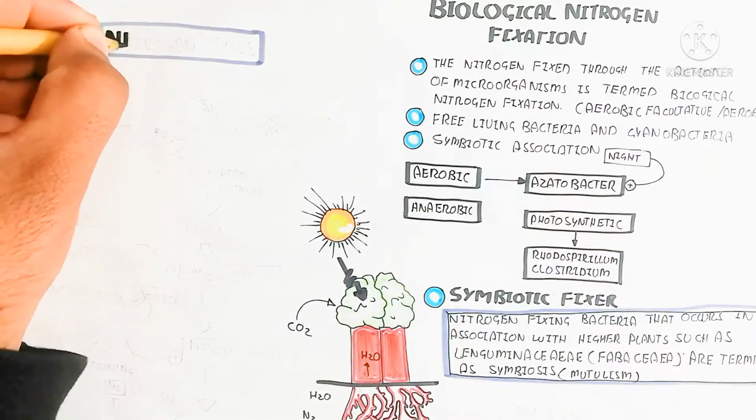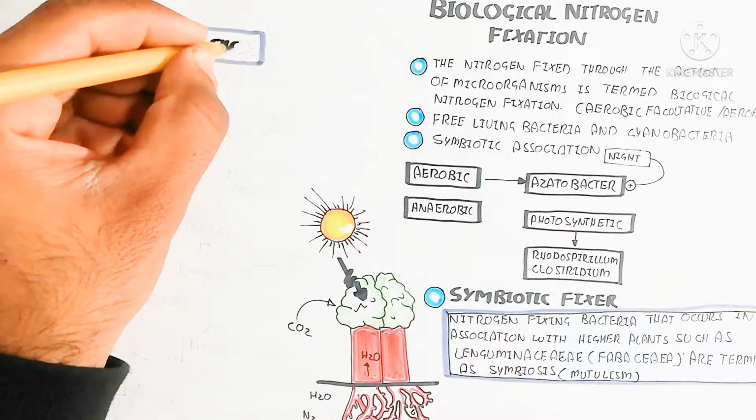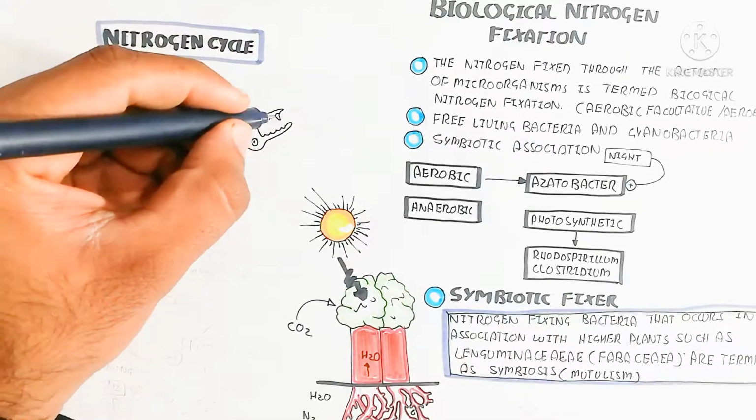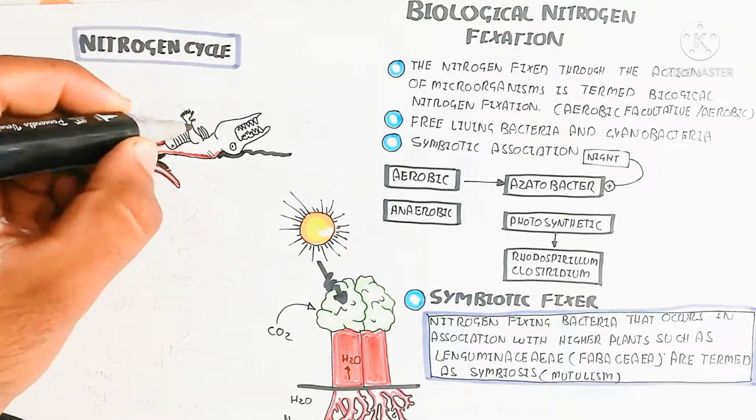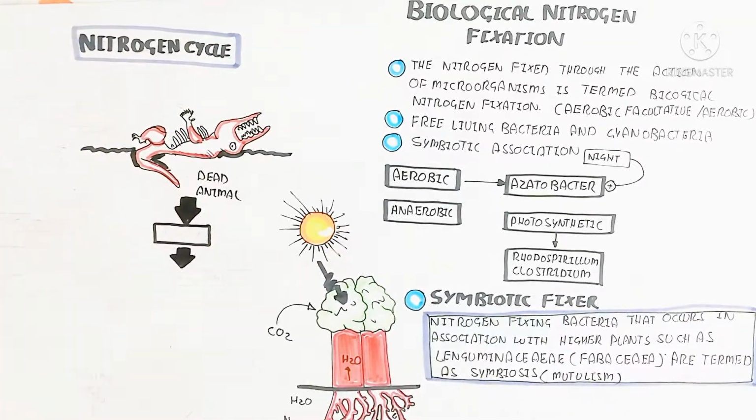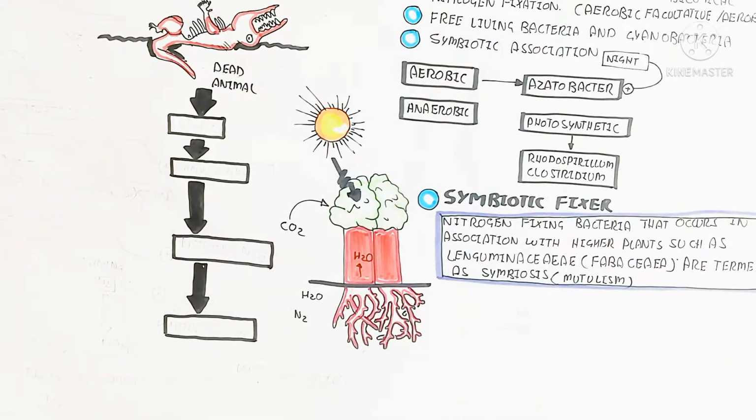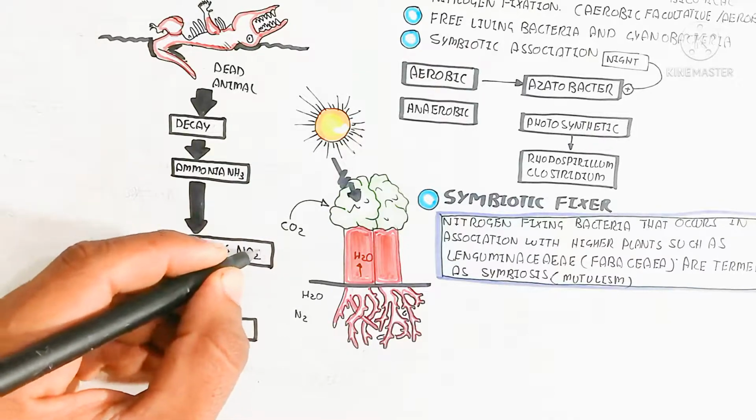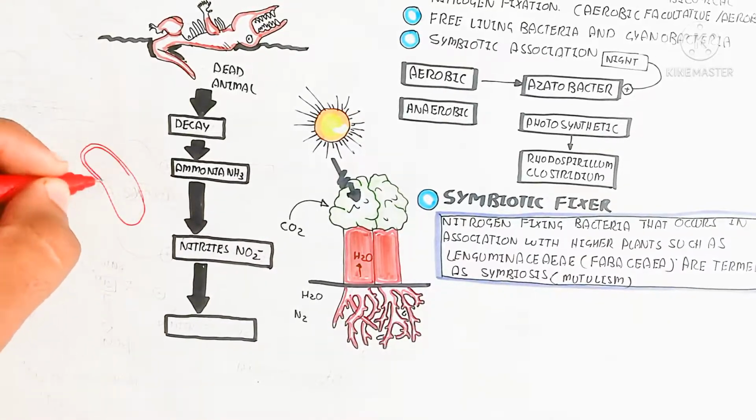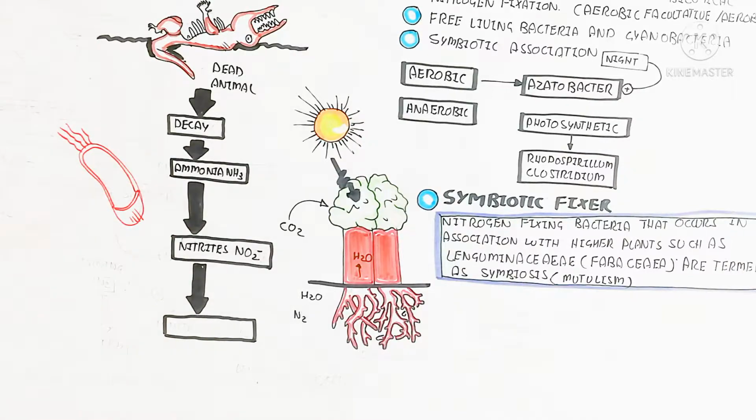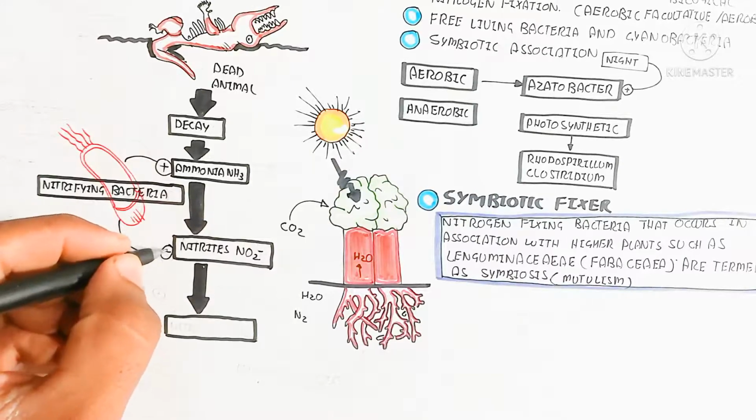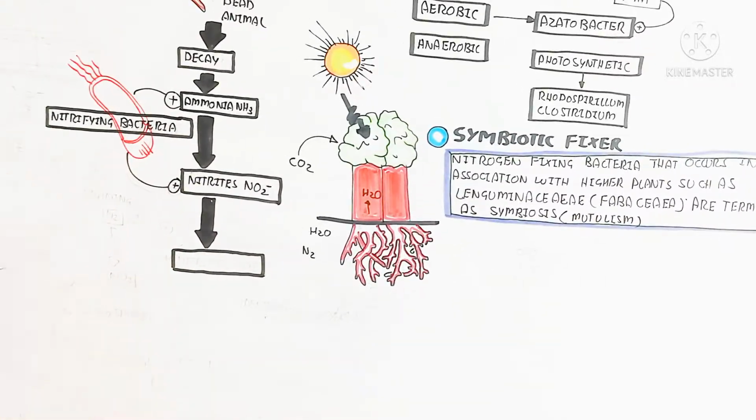So let's begin to understand the nitrogen cycle. After an animal dies and decomposes, the dead and decayed matter is converted into ammonia, NH3. This ammonia is then fixed by nitrifying bacteria into nitrites, NO2 negative. These bacteria can be Azotobacter and photosynthetic Rhodospirillum and Clostridium, which work independently and are not symbiotic.